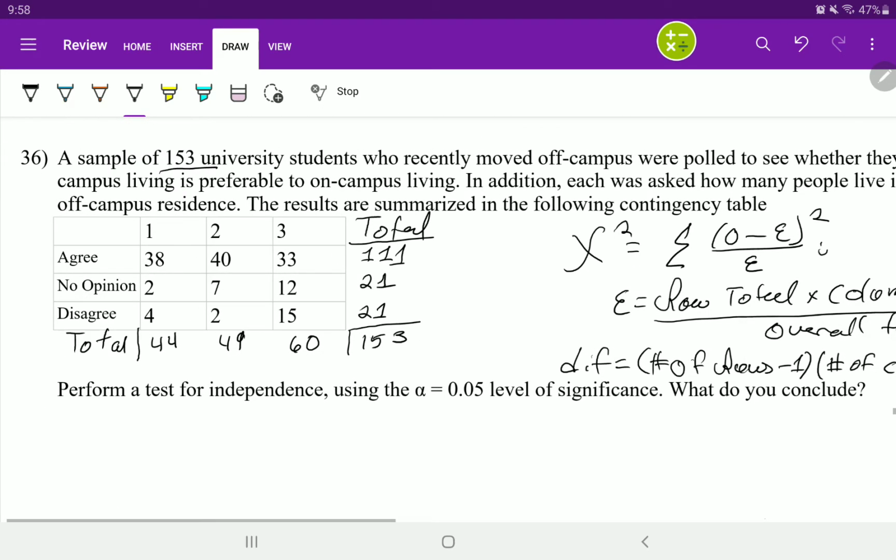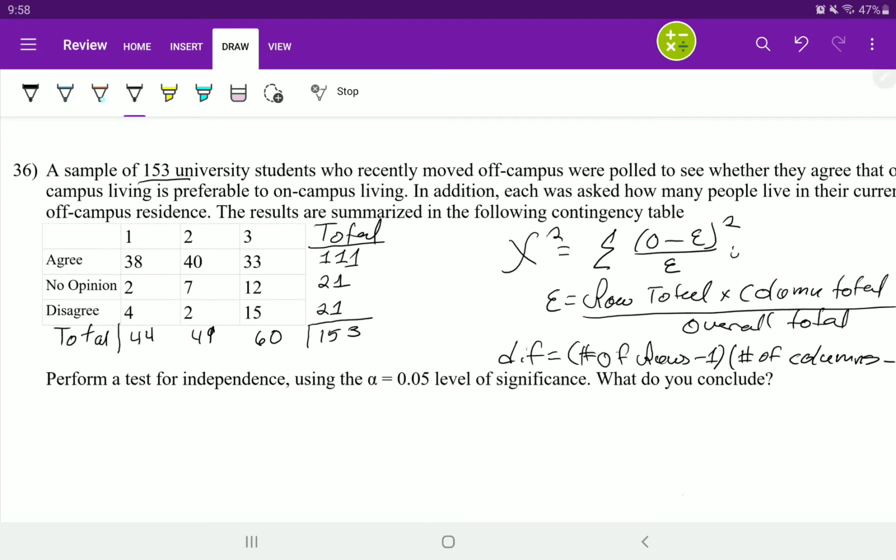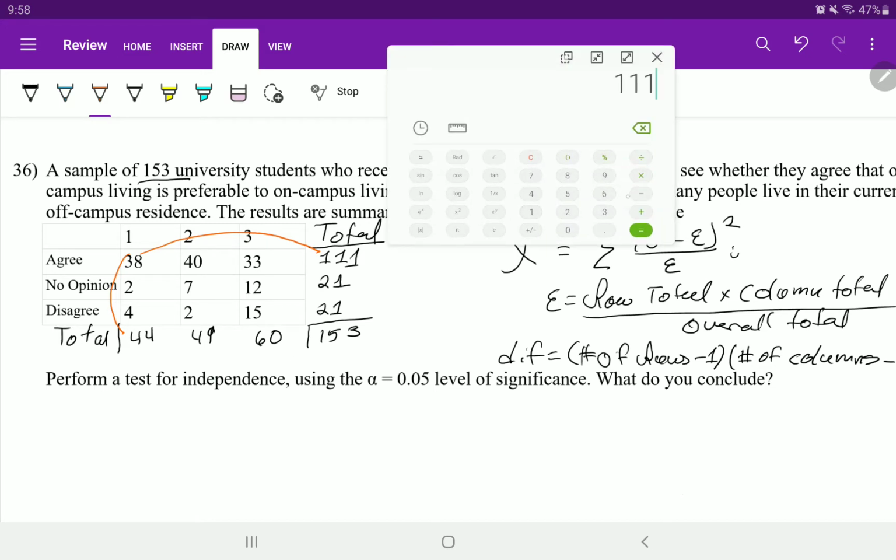Now, what we're going to do is find the expected frequency for each. Let's find the expected frequency for a survey response answer of agree, and they have 1 person living in their current off-campus residence. So the row total is 111. The column total is going to be 44, and we're going to divide that by 153. So 111 times 44 divided by 153. We're going to round that to 32. Let's put that in parentheses, 32.